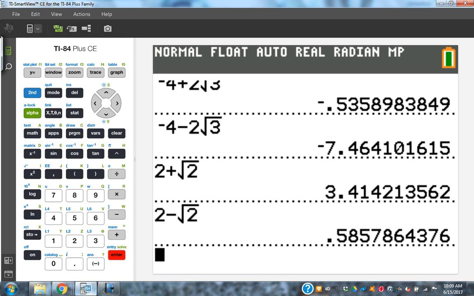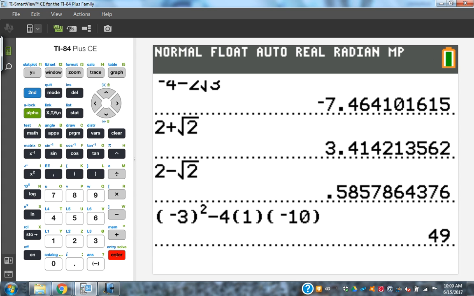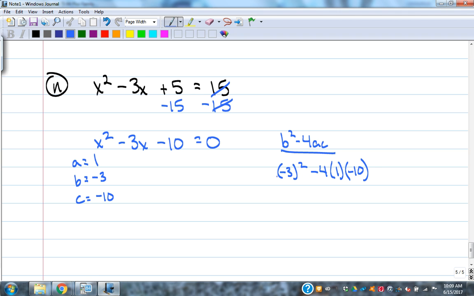And you can do that with the calculator. That's absolutely perfectly legal. Minus 4 times a times c. And just typing it in exactly like that. Be sure to use parentheses on the b squared. If you don't use parentheses on the b squared, it's going to mess it up at some point. Okay. And it gets 49.